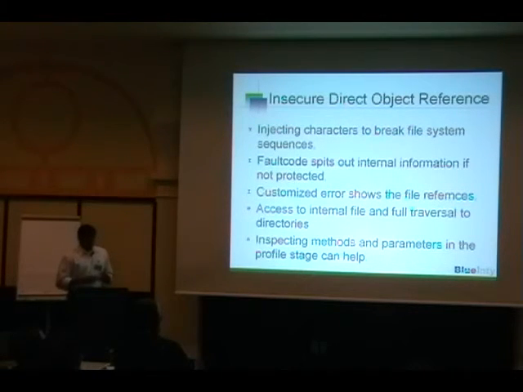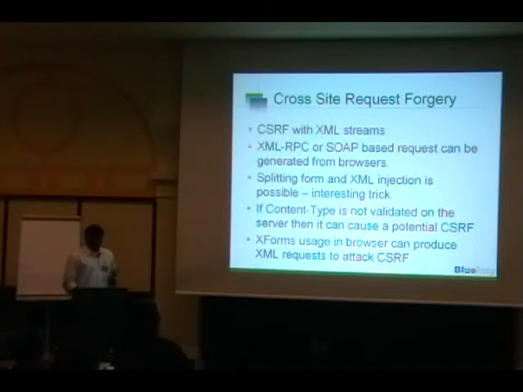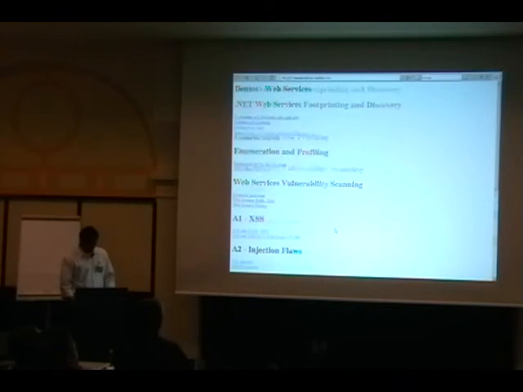Insecure direct object referencing is also possible, where you inject ../ and try to see what you are getting back. Cross-site request forgery, this is interesting because to do a cross-site request forgery on an XML stream, what you have to do is generate the XML stream from your browser. So for example, if you have an XForm, you can generate an XML stream through the XForm, or there is a trick by which you can also generate an XML stream, which I will show in a few seconds. Okay, then let me move to demos.